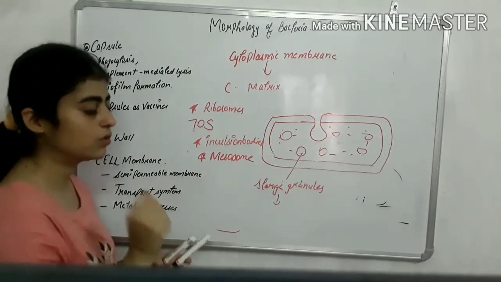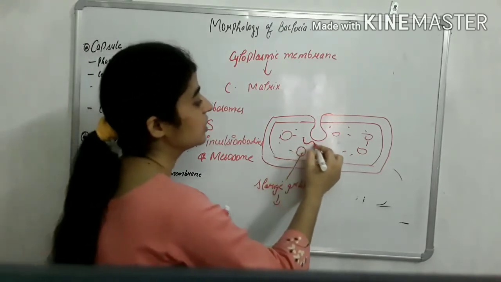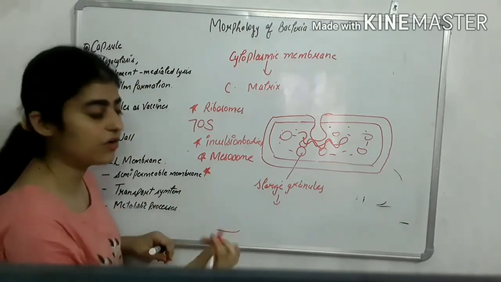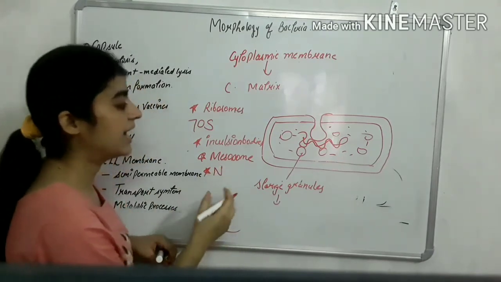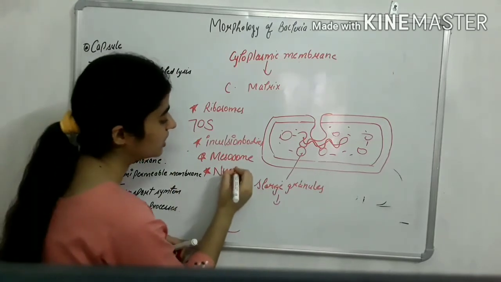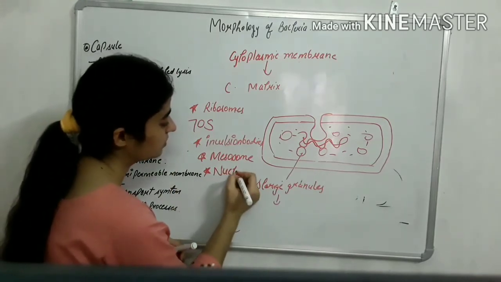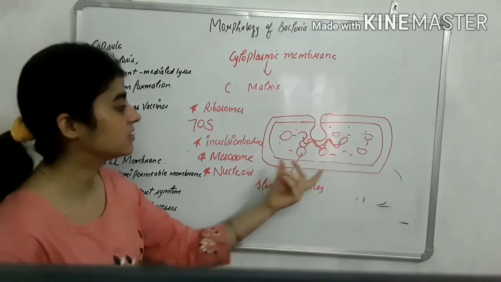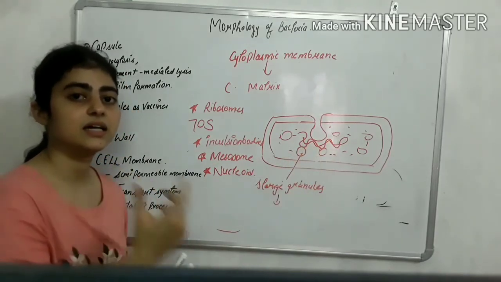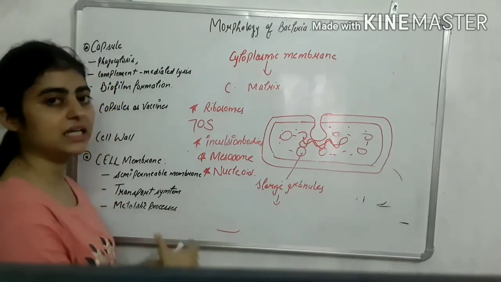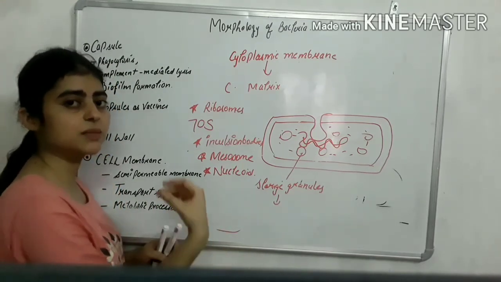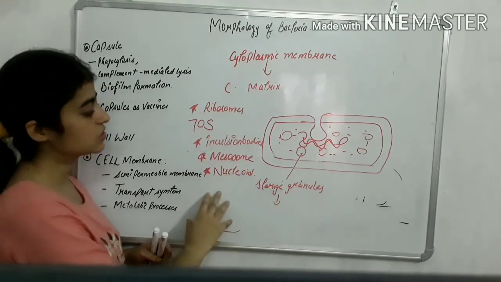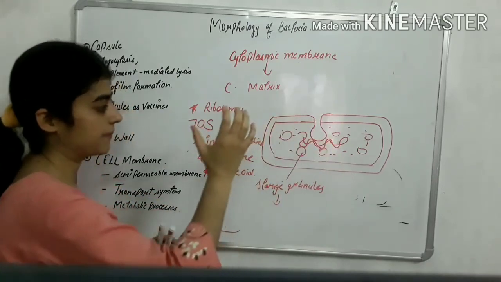Next we have one more thing in the cytoplasmic matrix, that is the nucleoid. We all know that the bacterial cell does not have a nucleus or nuclear membrane, and they lack a true nucleus, but they have a nucleoid. Now what is this nucleoid? It is the genetic material containing double-stranded DNA. Some bacteria contain a single chromosome, and some contain two chromosomes, like Vibrio cholerae, which contains 2 chromosomes. So this is the genetic material of bacteria.